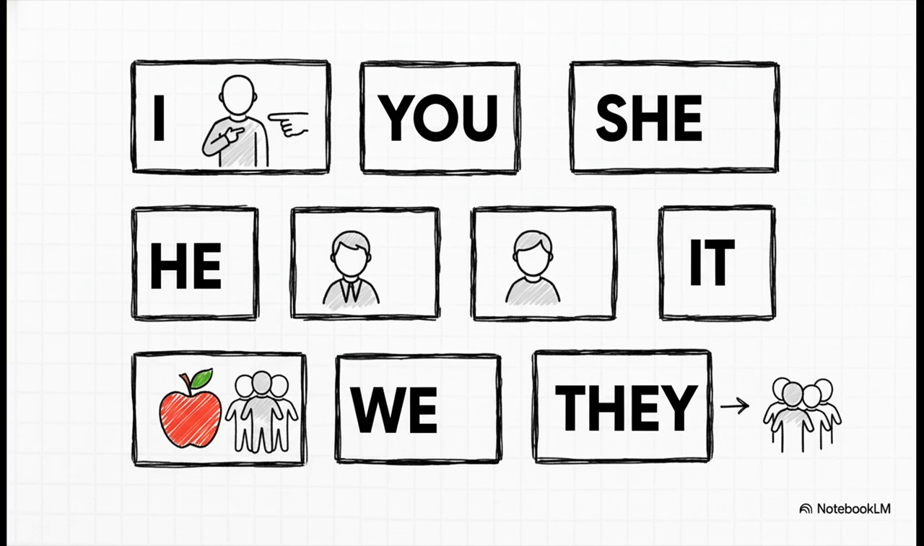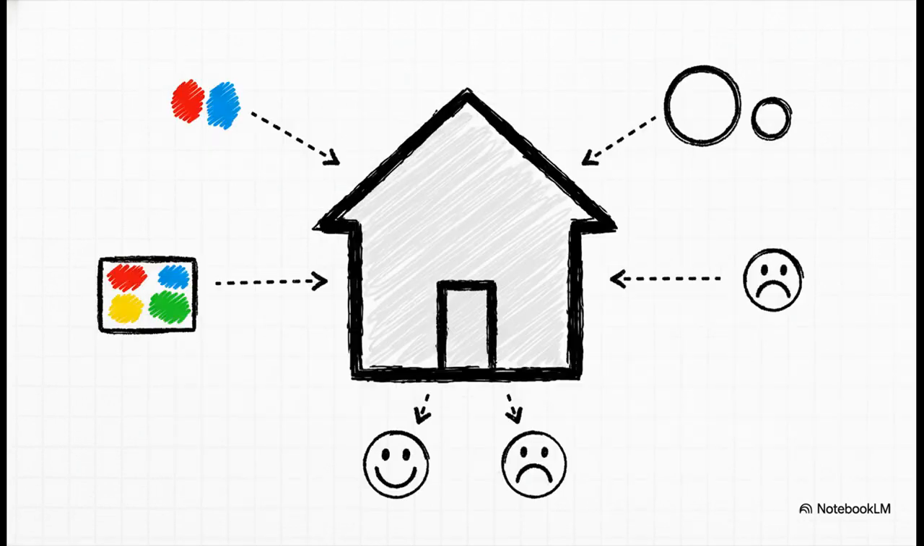We. We use we for a group of people that includes you. They. And we use they for a group of other people or things. They. Let's repeat them all together one last time. I, you, he, she, it, we, they. Please try to memorize these words. They are absolutely essential.